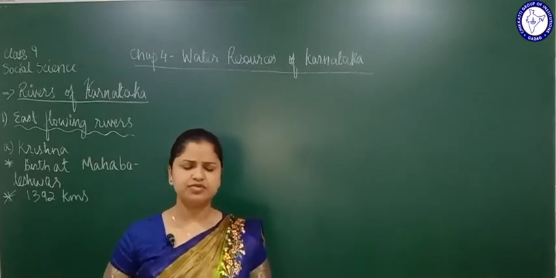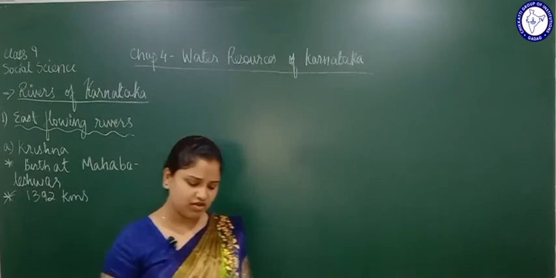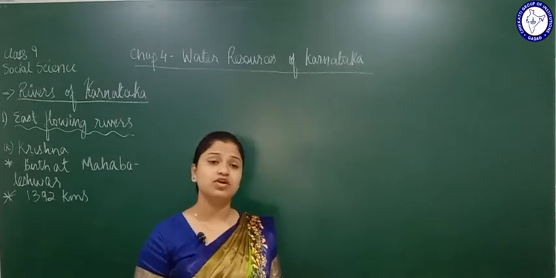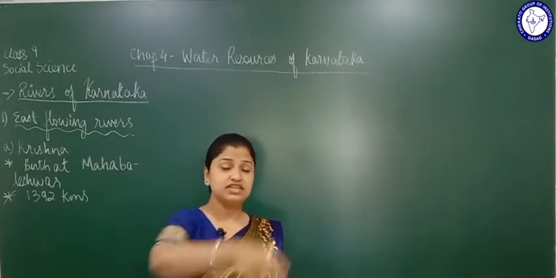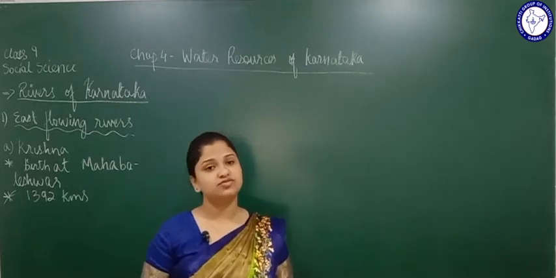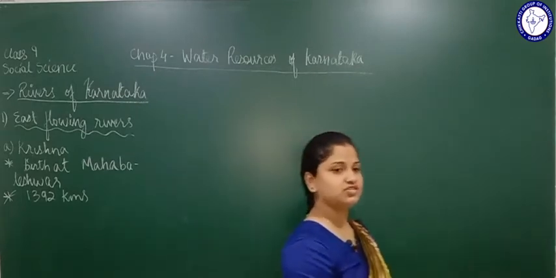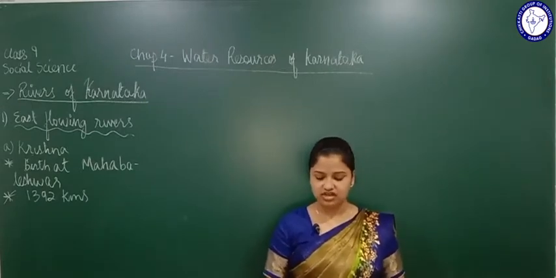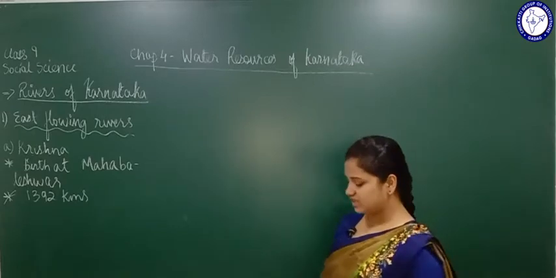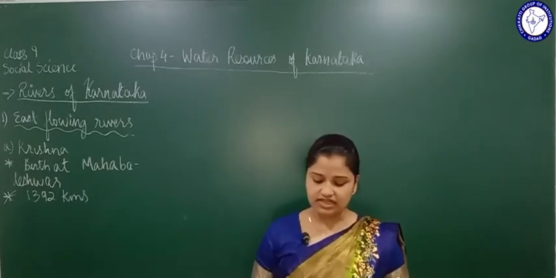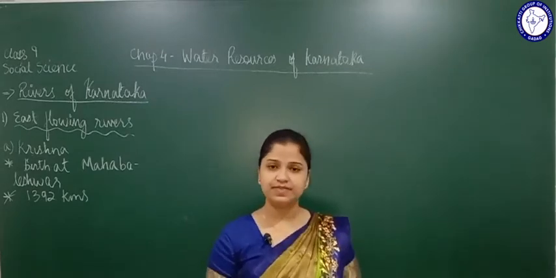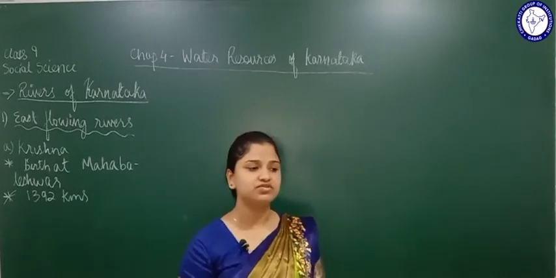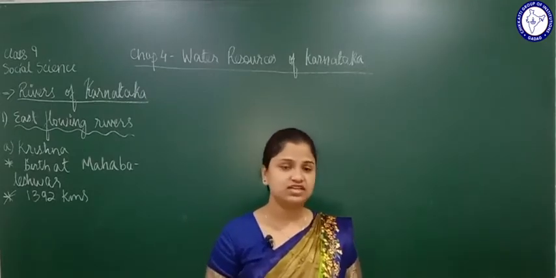So we have so many distributaries of Krishna river, like Bhima, Koyna, Tungabhadra. All these are distributaries of Krishna river. Distributaries means what? They are the smaller rivers which are joining the big river. They are called the distributaries, okay? Tungabhadra is a very important distributary of the Krishna river. This Krishna river helps Karnataka in irrigation and hydropower generation. Hydroelectric power generation and irrigation. These are the two important uses that Karnataka takes from the Krishna river.